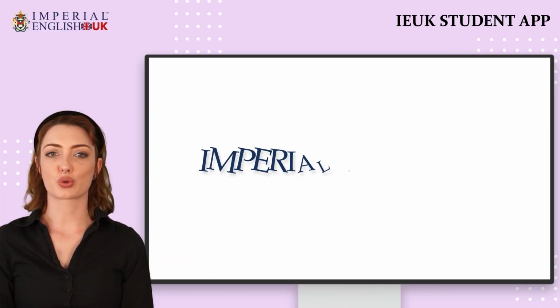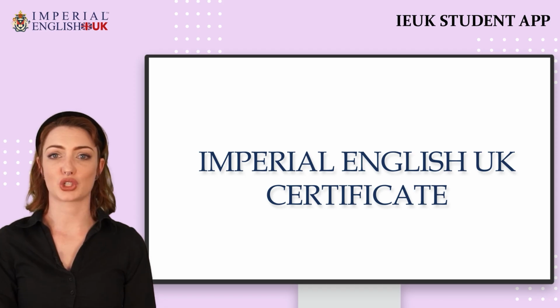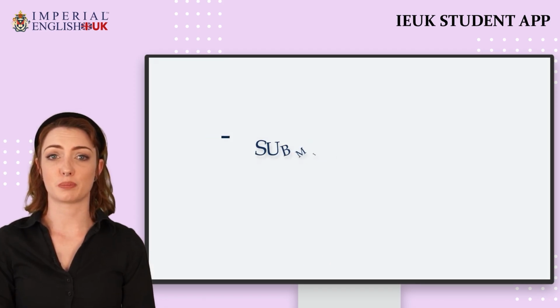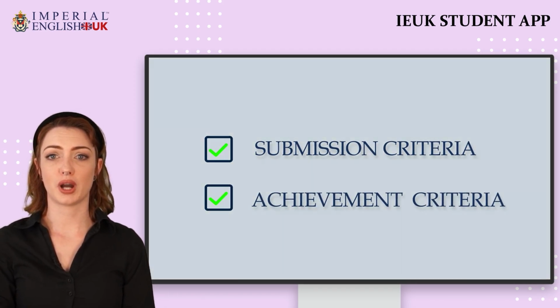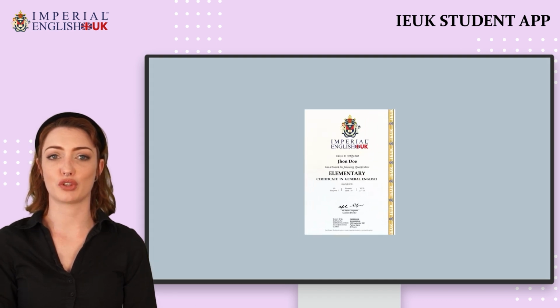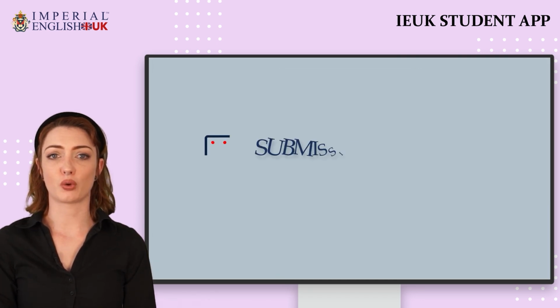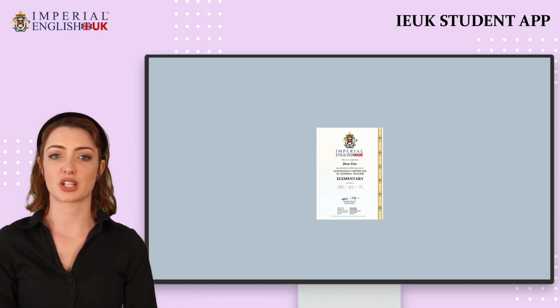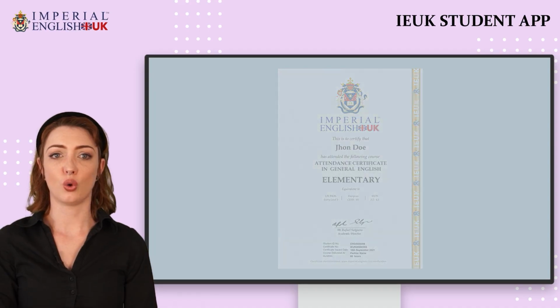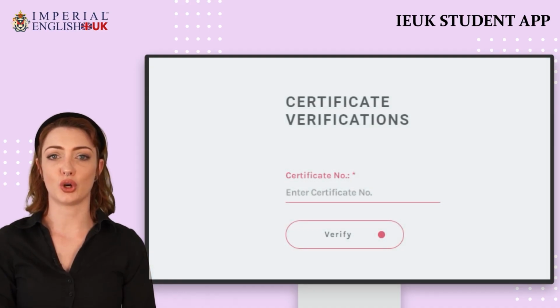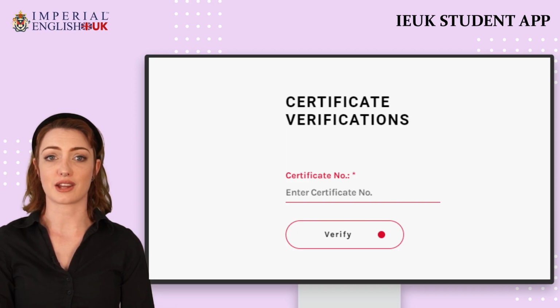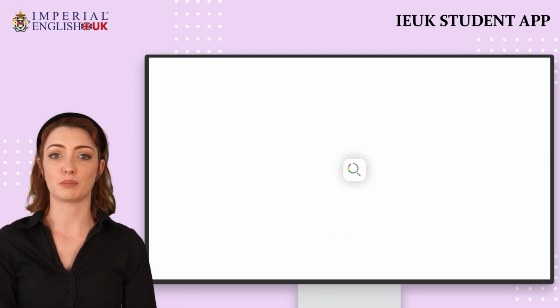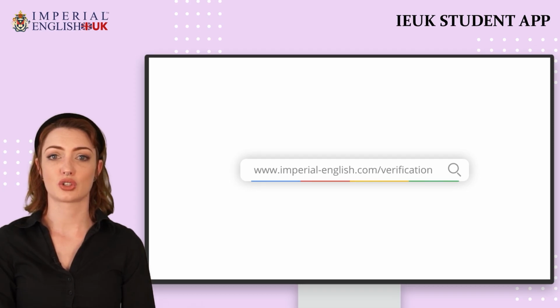Every student on the course receives a certificate to show participation. If you meet both the submission and achievement criteria, you pass and are issued with a certificate of achievement. If you don't meet both the submission and achievement criteria, you fail but will still be issued with a certificate of attendance. All issued certificates can be verified online on this link by typing your certificate number into the box at www.imperial-english.com/verification.